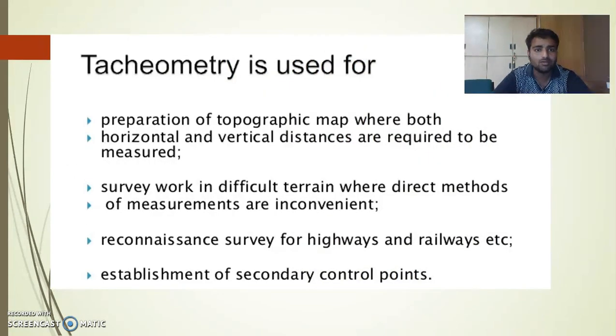So for tacheometry, where it is used, tacheometry is a very important tool which is used in topographic maps and in measuring horizontal and vertical distances. Survey work is difficult in terrains which have uneven terrain or where there are cliffs and slopes and where the use of tape and chain is not that appropriate. So we are using this in highways, railways, and establishment of secondary control points.